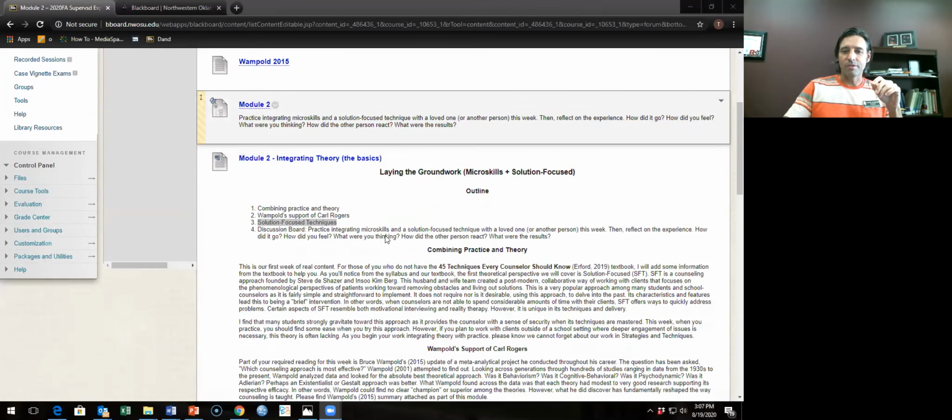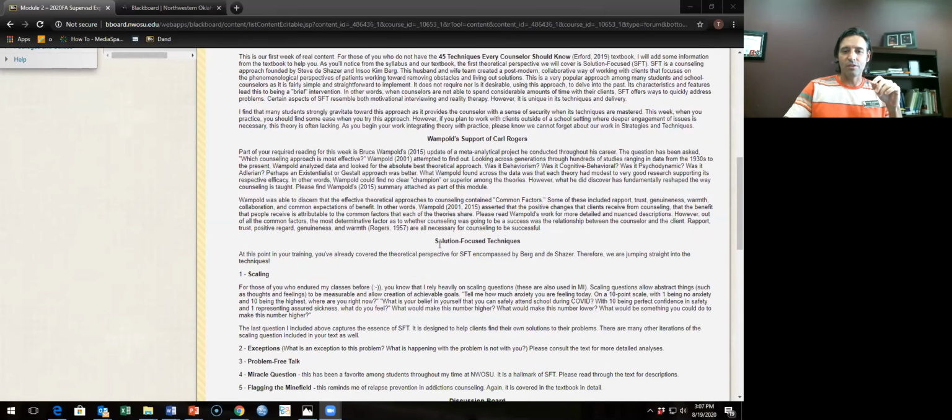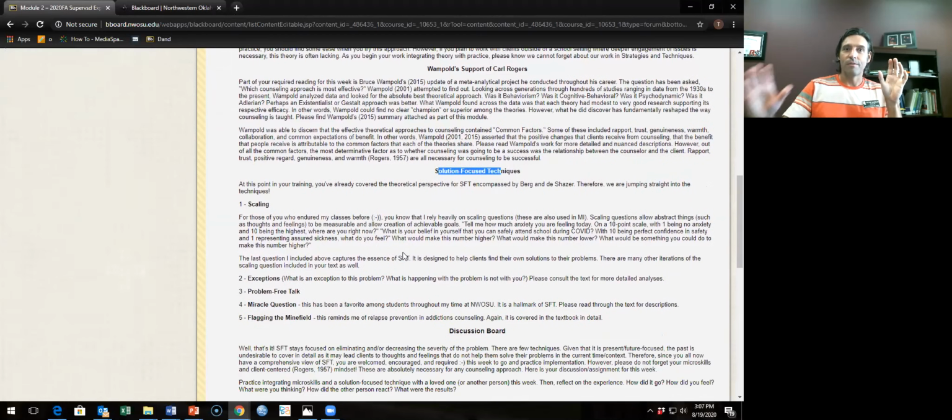Let's jump right into SFT. So SFT, Solution Focused. I'm not going to go into the theory. Y'all should have known about Insoo Kim Berg and Steve de Shazer by this point. You're welcome to go back and read. That'll be something for tests, not necessarily for practice. In practice, you need to know their techniques. To be very open, there aren't that many.